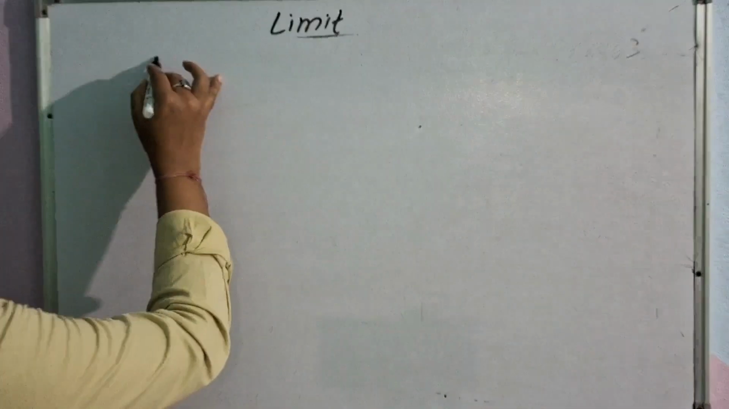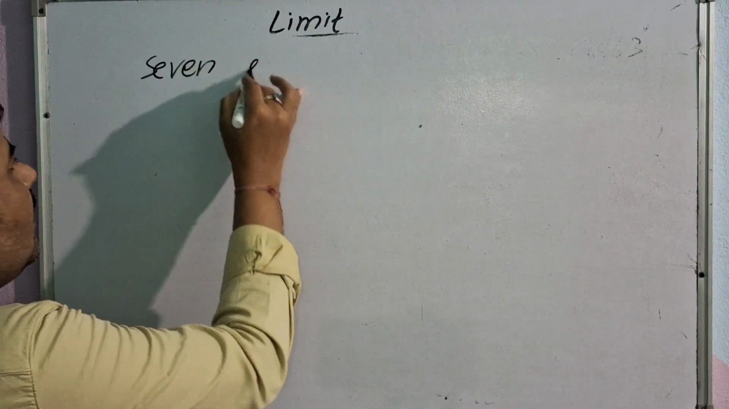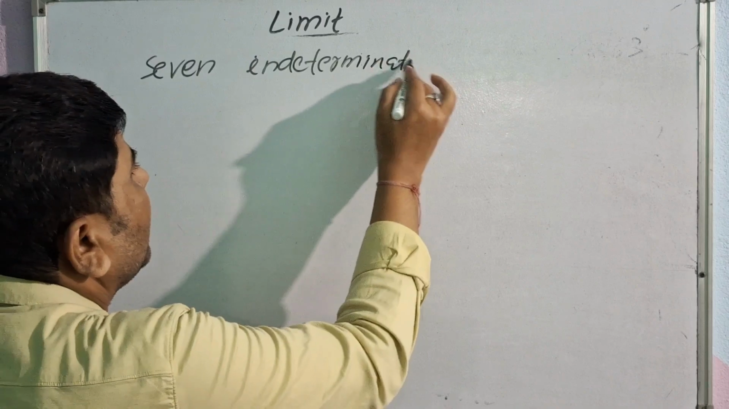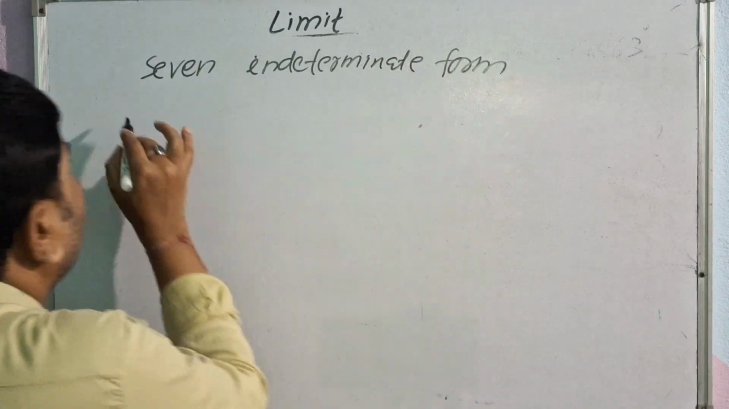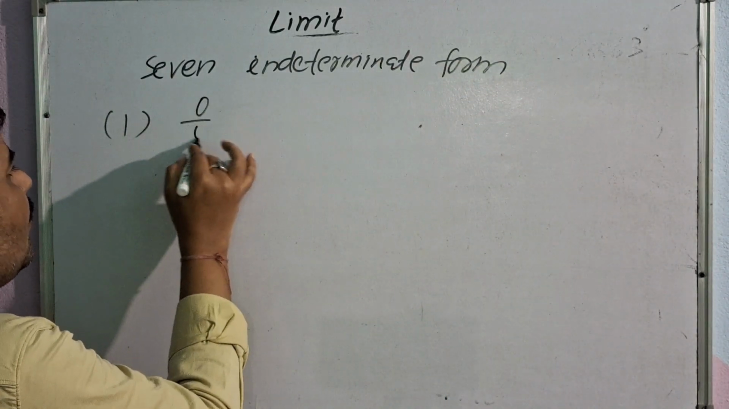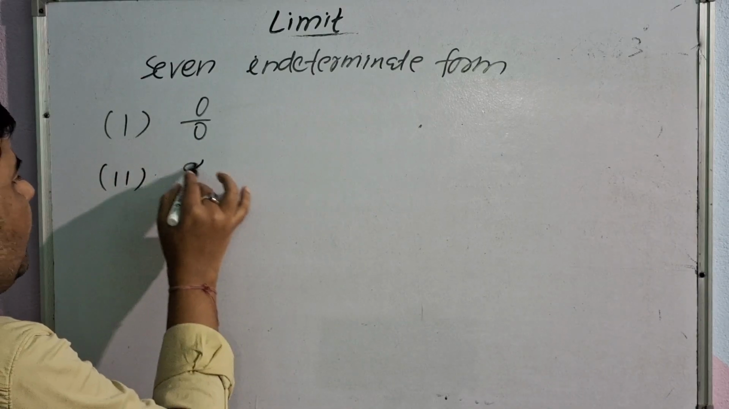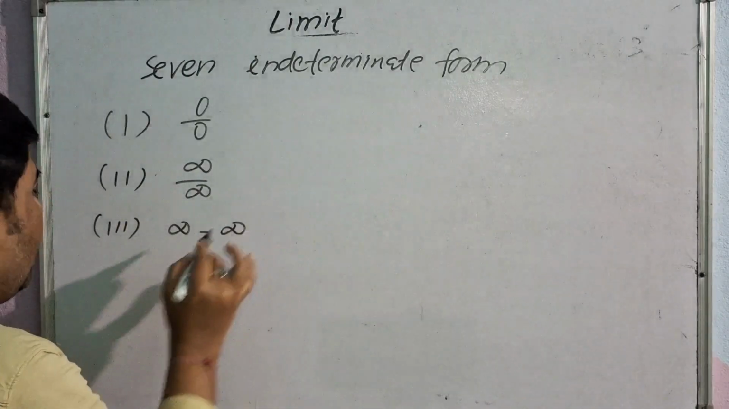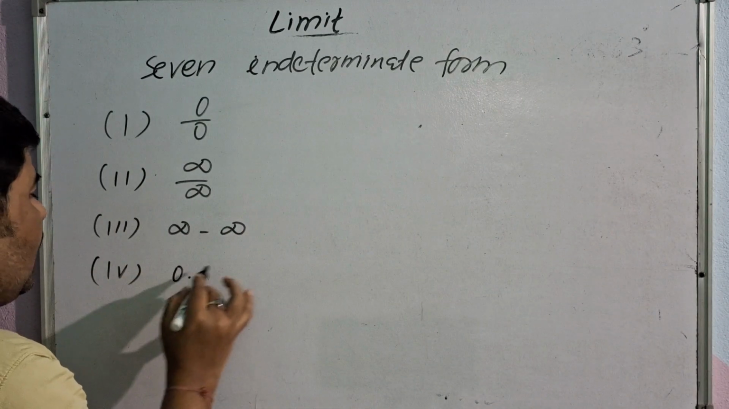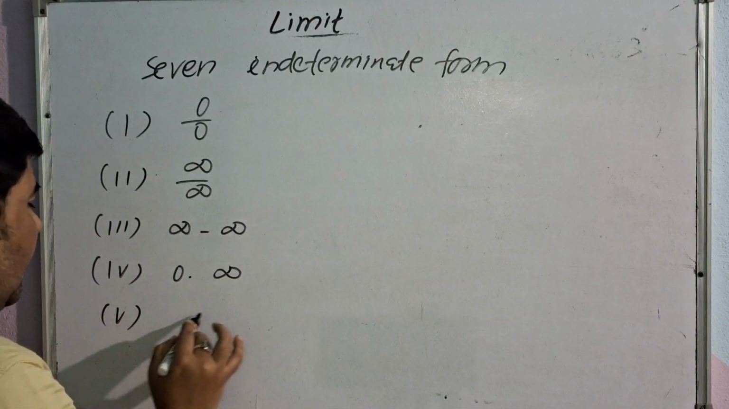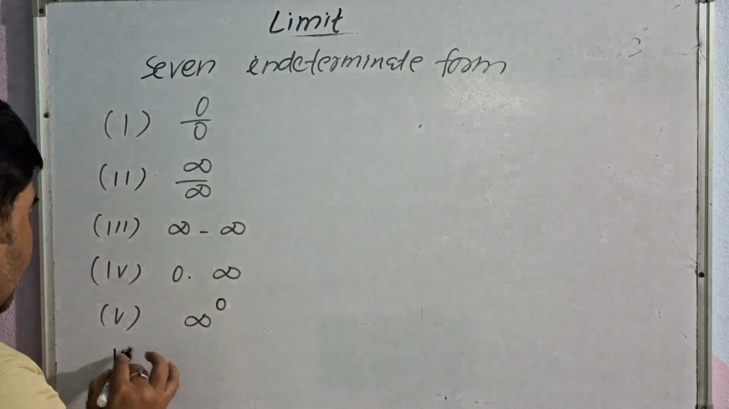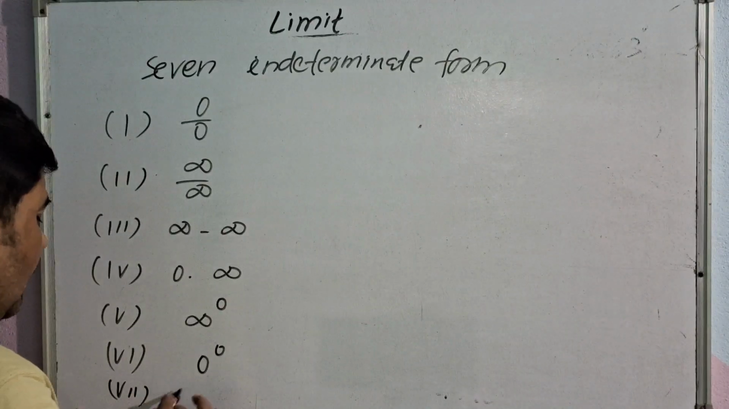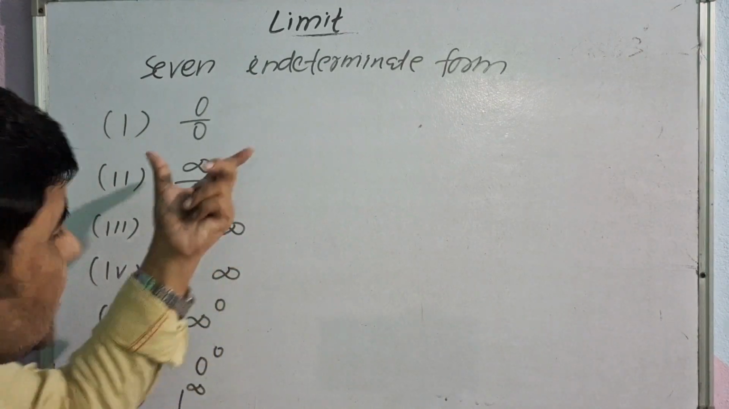The 7 indeterminate forms are: first, 0 upon 0. Second, infinity upon infinity. Third, infinity minus infinity. Fourth, 0 into infinity. Fifth, infinity to the power 0. Sixth, 0 to the power 0. And seventh, 1 to the power infinity. These are the 7 indeterminate forms.